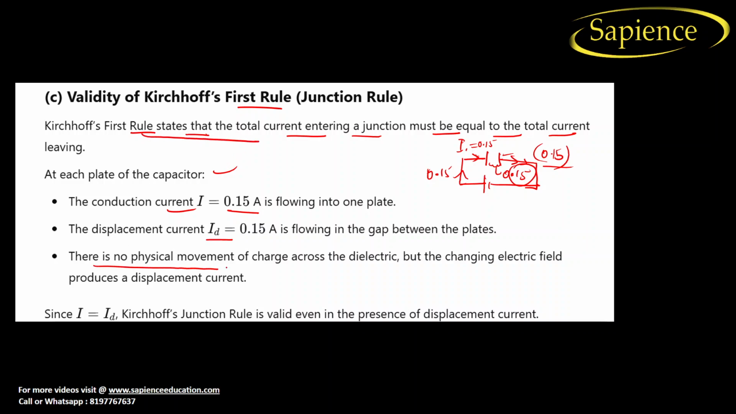So there is no physical movement of the charge across the dielectric, but the change in electric field produces a displacement current. And this displacement current and conduction current are both the same. So that's why Kirchhoff's junction rule will be followed in this type of situation. I hope you have understood this one. So pause the video and just write whatever I have written.